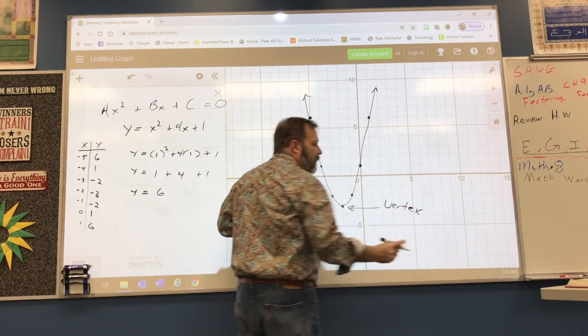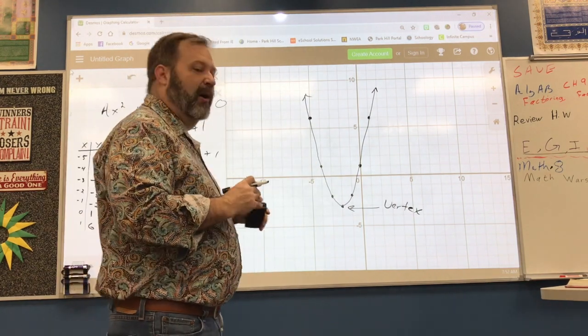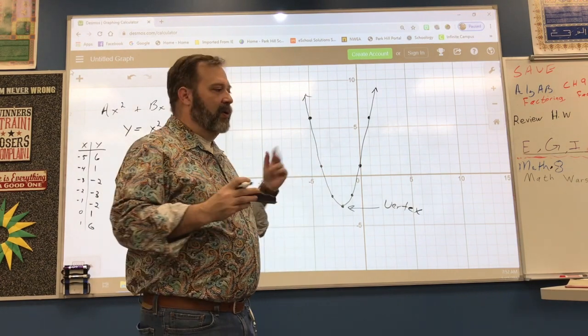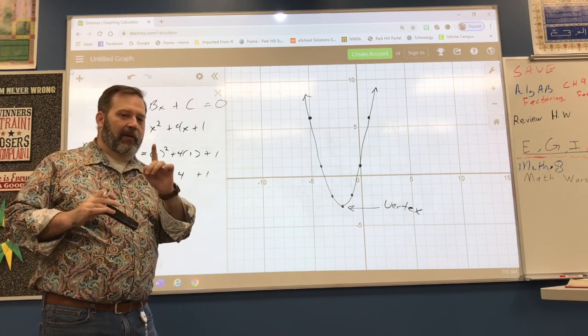Now, I'm going to give you a little hint right now. If you know where the vertex is, when graphing, all you need to do is pick a couple to the left, pick a couple to the right. So the real question is, how do you know where the vertex is? Let me give you a little hint on that one.